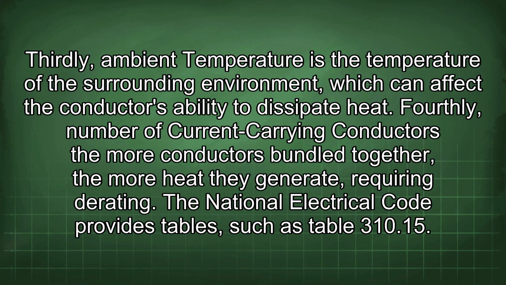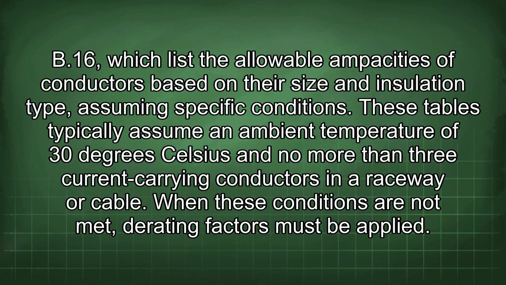Fourthly, number of current-carrying conductors. The more conductors bundled together, the more heat they generate, requiring derating. The National Electrical Code provides tables, such as Table 310.15(B)(16), which lists the allowable ampacities of conductors based on their size and insulation type, assuming specific conditions. These tables typically assume an ambient temperature of 30 degrees Celsius and no more than 3 current-carrying conductors in a raceway or cable. When these conditions are not met, derating factors must be applied.